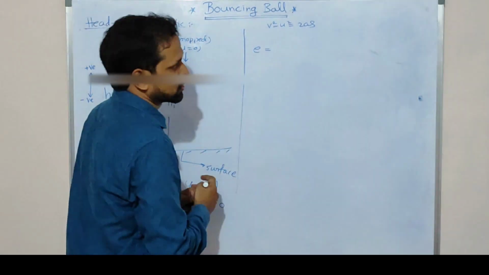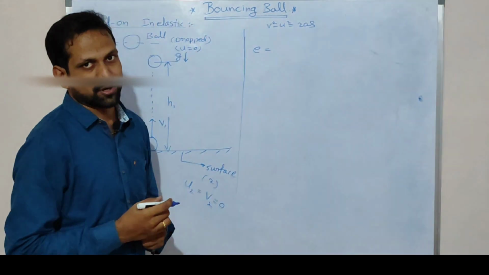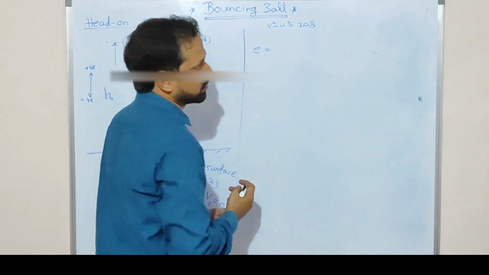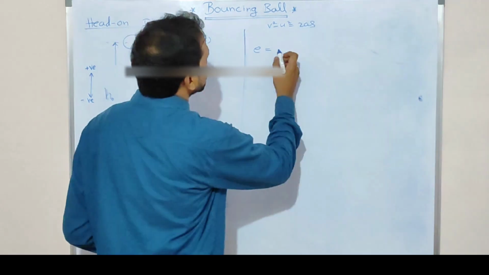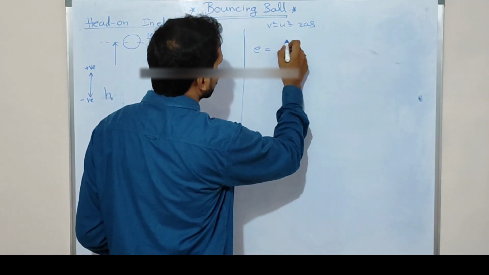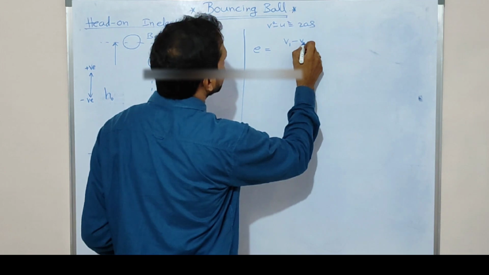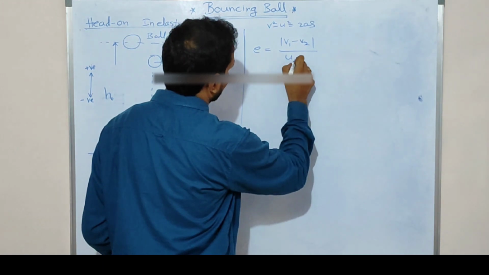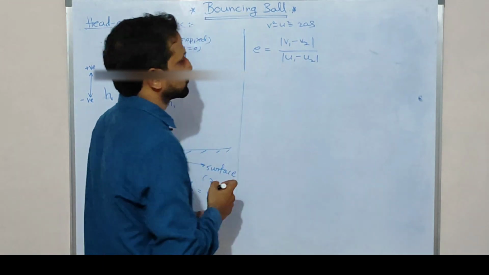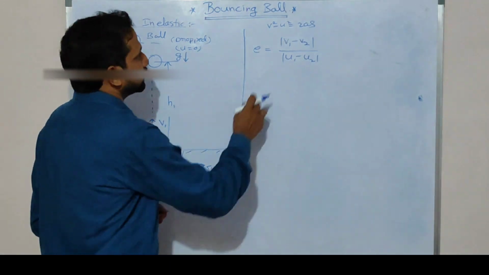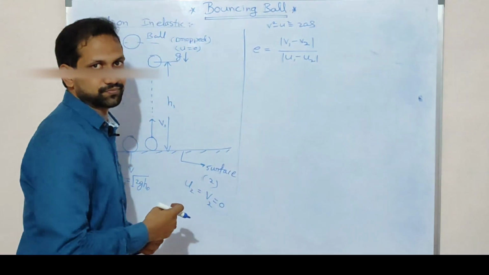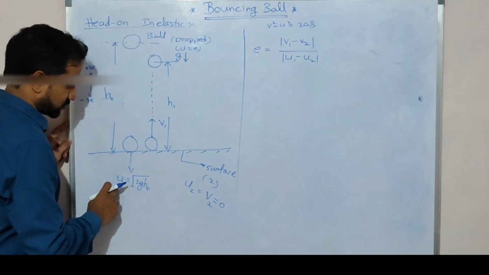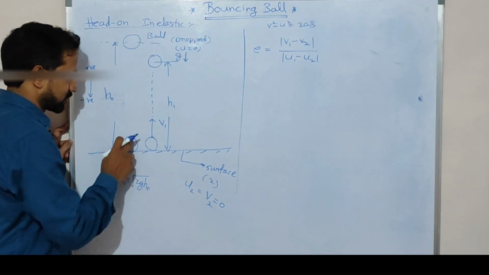So that is the coefficient of restitution. The general formula is velocity of separation after collision divided by velocity of approach before collision. So that will be modulus of v1 minus v2, divided by u1 minus u2. You can consider the modulus also, there is no issue in that. Here v2 and u2 are 0, obviously. v1 and u1 are not equal to 0, because u1 is root of 2g h naught, the velocity just before it hits the ground.